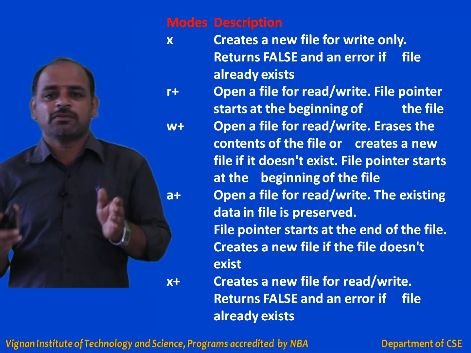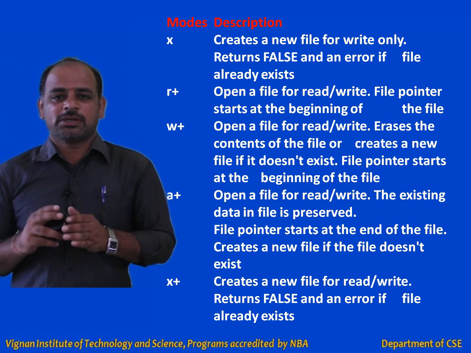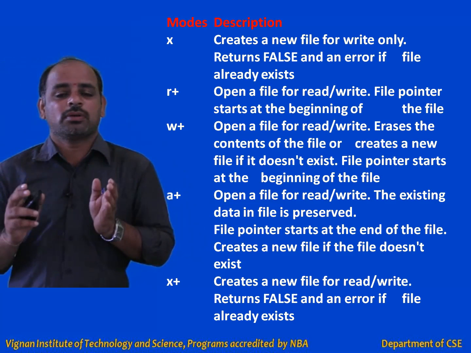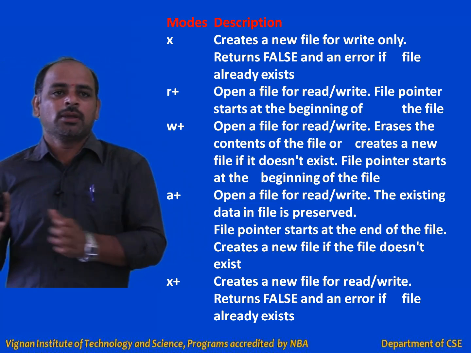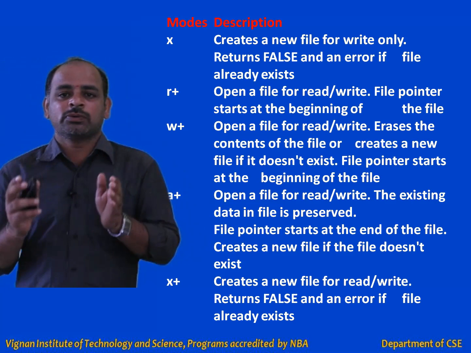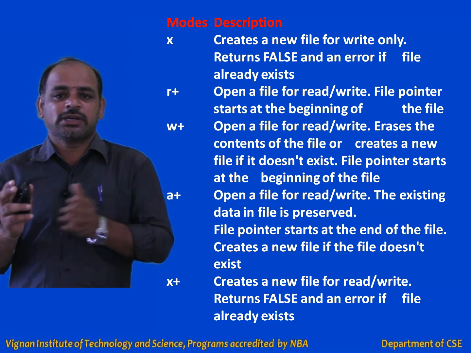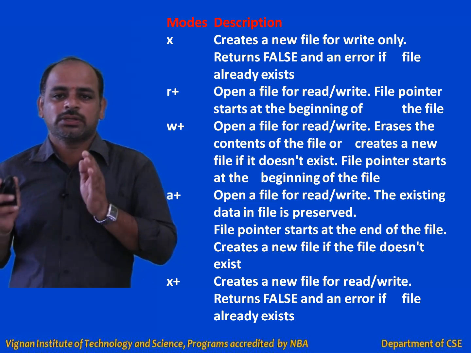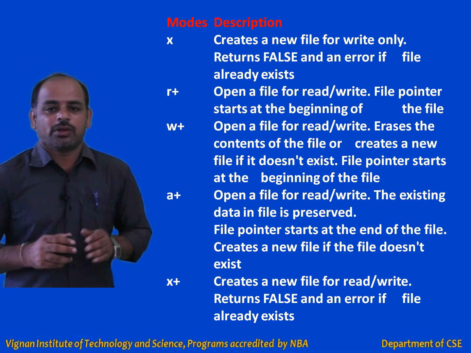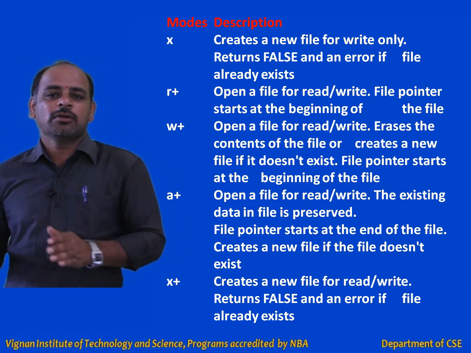When we open the file in append mode, a plus mode, you can perform both read and write operations, right? You can read the data from the existing file and perform write operations on that file. But when you perform a write operation, the new data is added at the end of that file. So in append mode, the existing data will remain the same, and only the new data will be added at the end of the file, right? And here the file pointer will always be at the end of the file.